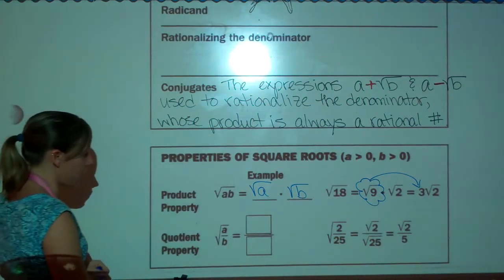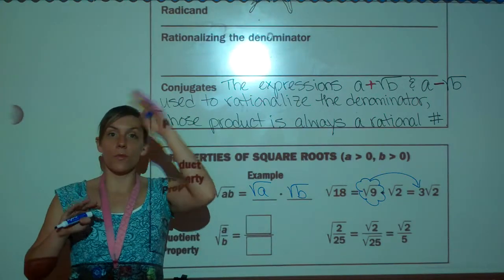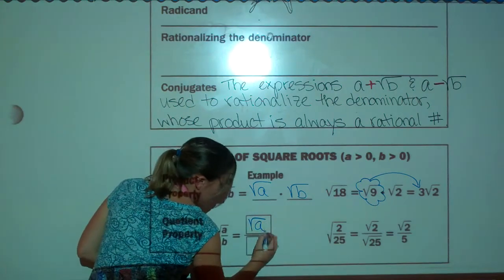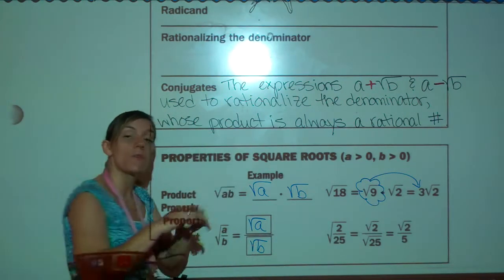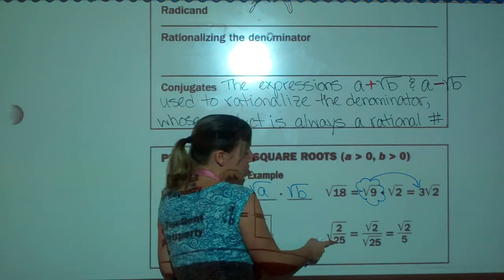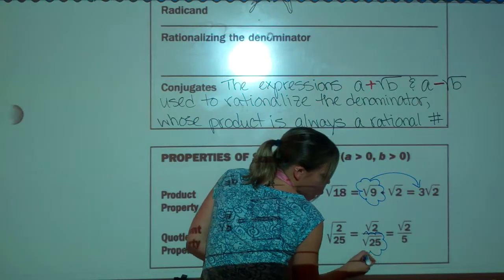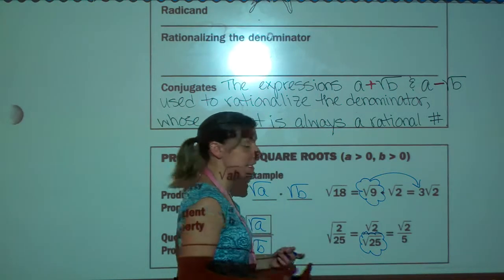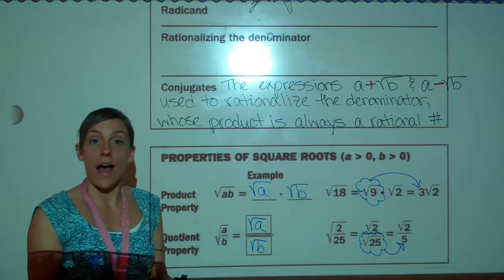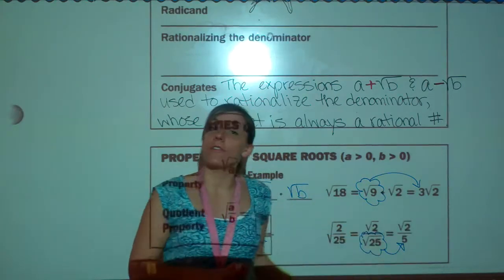Same type of rule for the quotient property. If you are square rooting an entire fraction, you can split the fraction up and square root them separately, because that might actually simplify more. So if you've got 2 25ths, if you split them, then the square root of 25 will square root itself, and we can just turn that into a 5. So we've got the square root of 2 on top, but now we just have a 5 on bottom.